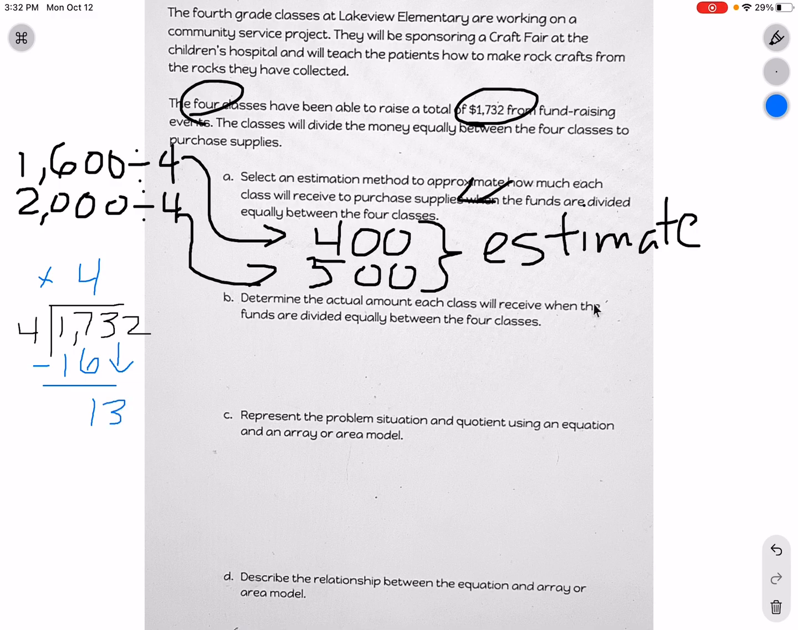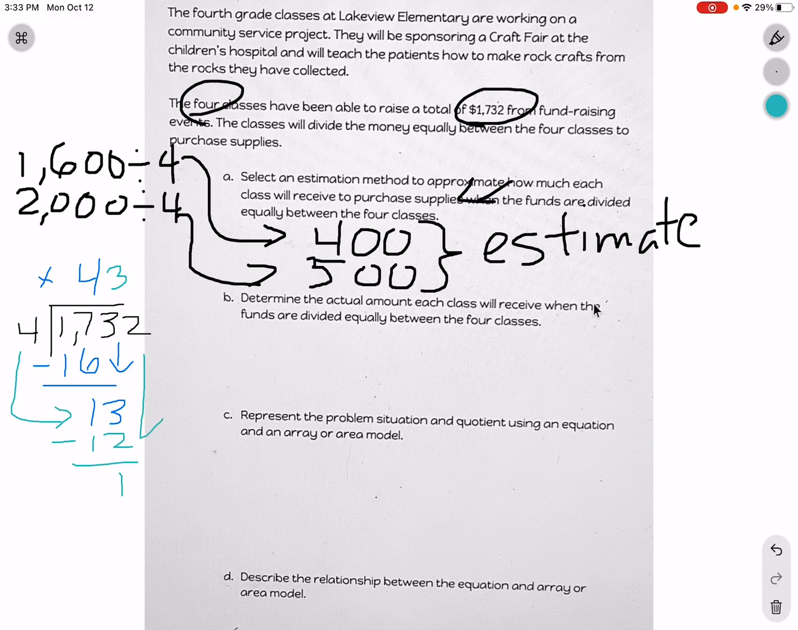I'm going to repeat the process, except this time, let's get a different color here. I'm going to see how many times 4 will go into 13. 4 times 1 is 4. 4 times 2 is 8. 4 times 3 is 12. And 4 times 4 is 16. 4 doesn't work, but 3 will work. 4 will go into 13 3 times. And then 3 times 4 equals 12. And then we subtract again. We're left with 1.